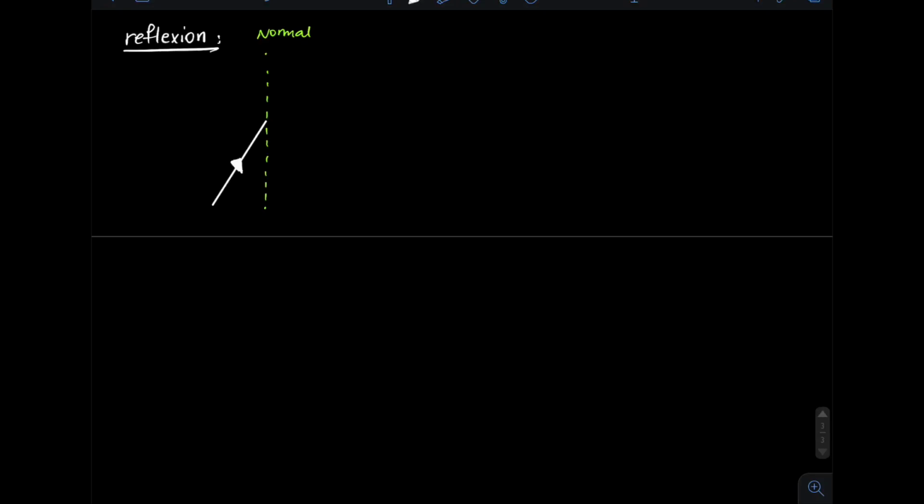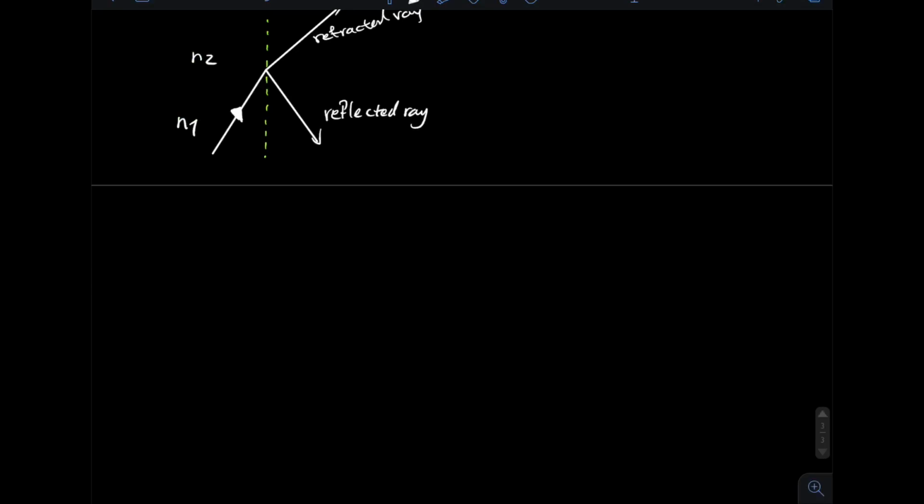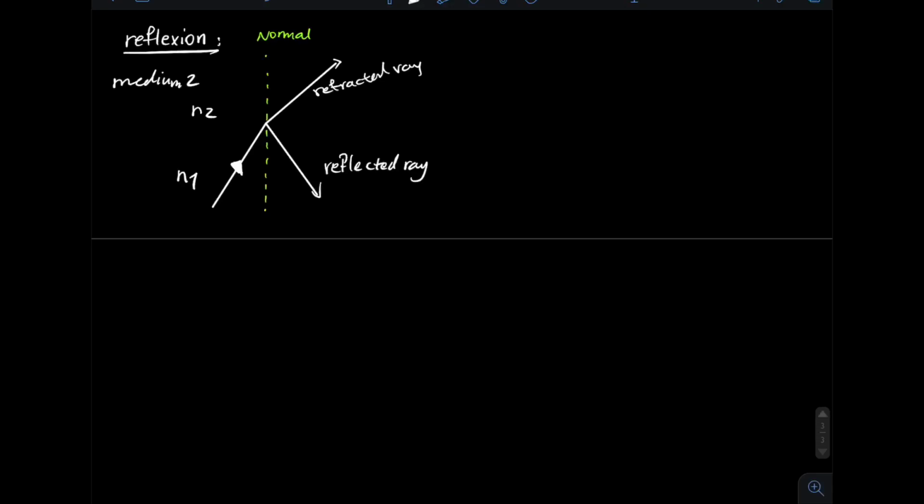And after that, we have a refracted ray. And the other one is a reflection, so the reflected ray. And this is N2, N1, medium 2 and medium 1. And if you want to see these two, theta 1 is equal to theta 1 prime. Here would be theta 2.